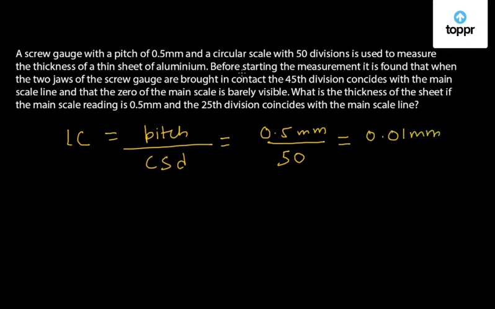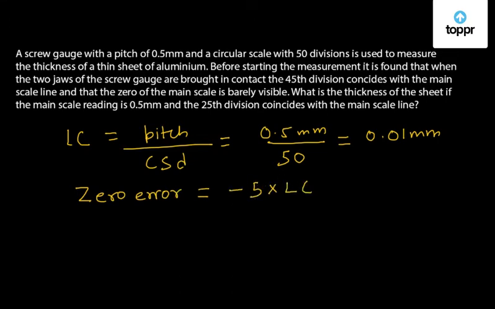Now it is given here that before starting the measurement, it is found that when the two jaws of the screw gauge are brought in contact, the 45th division coincides with the main scale line and that the zero of the main scale is barely visible. This means that there is a negative zero error in the screw gauge and the negative zero error is of 5 divisions. So the zero error is given by minus 5 into the least count.